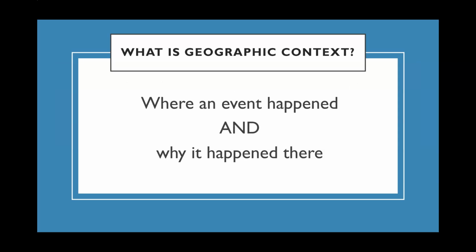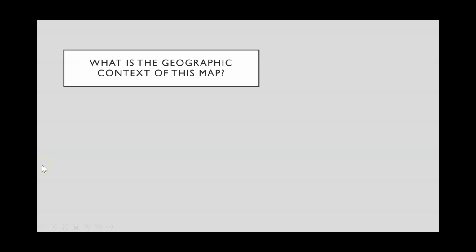So geographic context is a fancy way to say where an event happened and why it happened there. If you look at the word geographic, we're talking about location, so that's the where it happened. And the context is kind of explaining the background, the backstory. So why did it exactly happen there? So we're going to take a look at a map together right now and practice. How do you actually answer geographic context? How do you put together an answer for that?